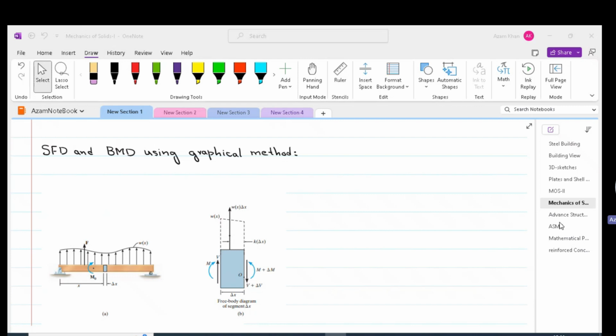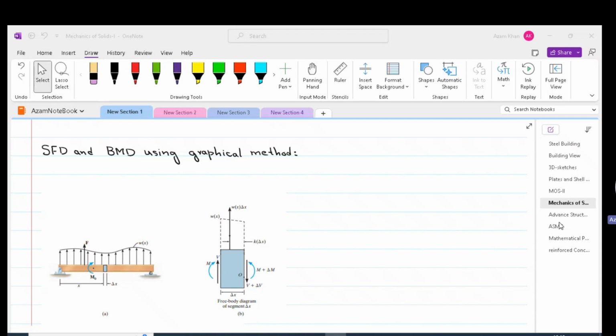We will now discuss the shear force and bending moment diagram using the graphical method. In order to be able to draw the shear force and bending moment diagrams graphically, we have to understand the relation among load, shear, and moment. Once we are able to find the relation between load, shear, and moment, we would be able to construct shear force and bending moment diagrams without writing shear and moment equations.